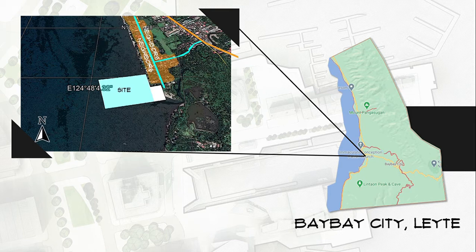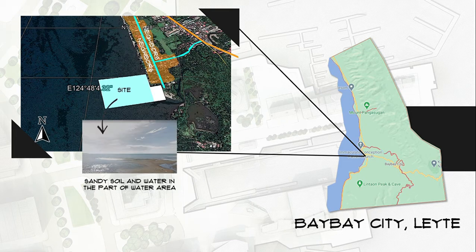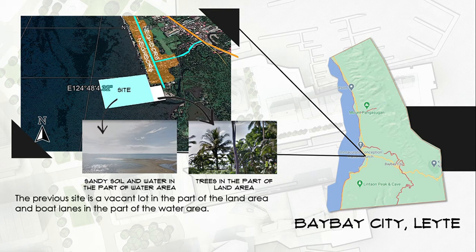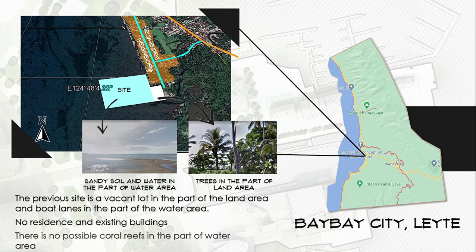The site is composed of sandy soil and water situated in the water area. There are trees planted in part of the land area, such as coconut trees, mango trees, and banana trees. However, there are no residents and existing buildings in part of the lot area. The previous site is a vacant lot in part of the land area.